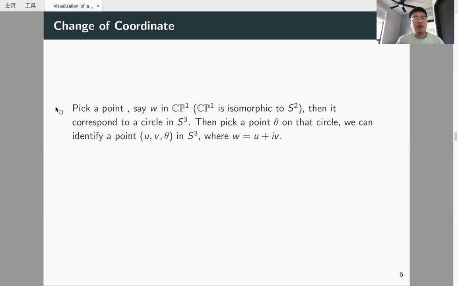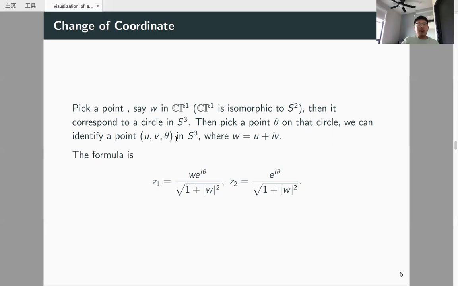Then we can identify a point (U, V, theta) in S3, where U and V are the real and imaginary part of W. So the advantage of this frame is that, first, it involves the fibration structure inside these coordinates. And the second one is, as I said before, we only use 3 coordinates to describe a point in S3. So that's why we choose these coordinates. And the formula between the regular Euclidean coordinates and this is given here.